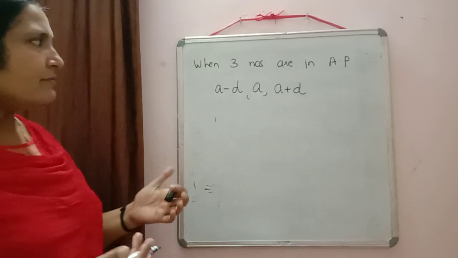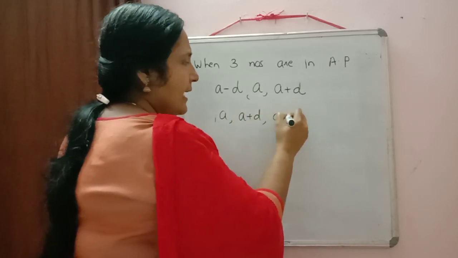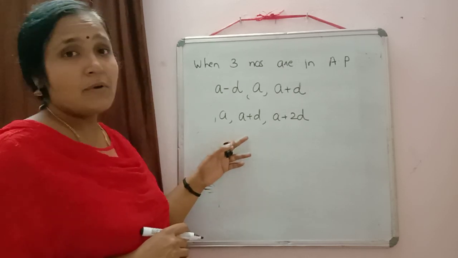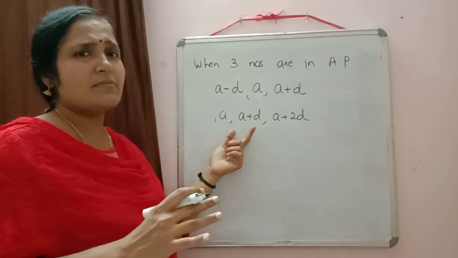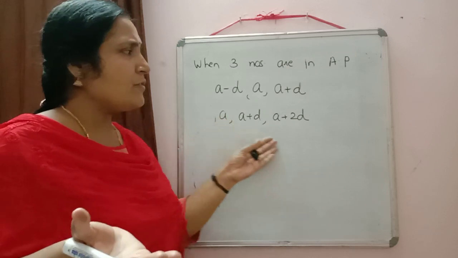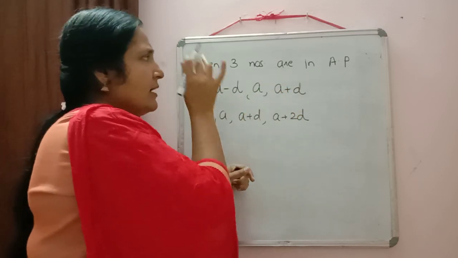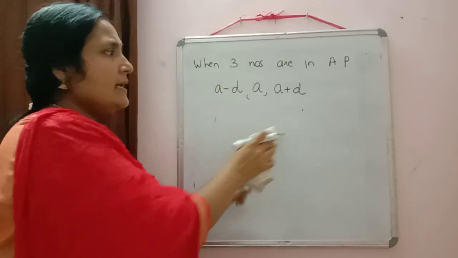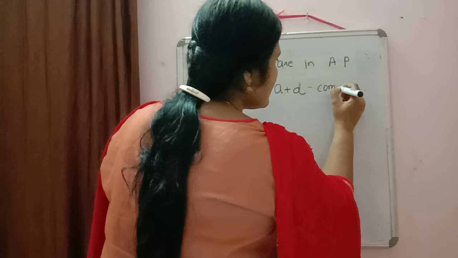Otherwise, normally, if you take the numbers as A, A plus D, A plus 2D, we can also solve it in that case, but the calculation will be lengthy. So many calculations will come, and we know our maximum mark is 4 marks only. So instead of doing all these calculations, we'll use the simple formula. If 3 numbers are in AP, we will take the numbers as A minus D, A, A plus D. In this case, what is our common difference?